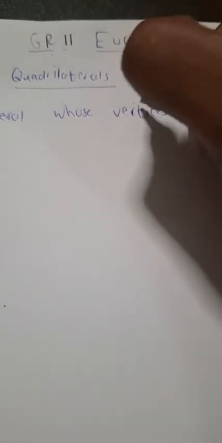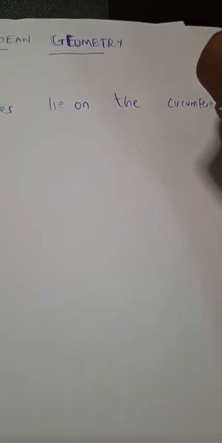Okay. So now we are going to do cyclic quadrilaterals. What is a cyclic quadrilateral? Now, a cyclic quadrilateral is simply this: a quadrilateral whose vertices lie on the circumference of a circle.